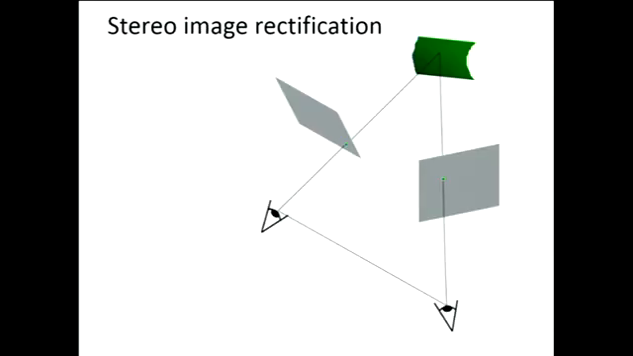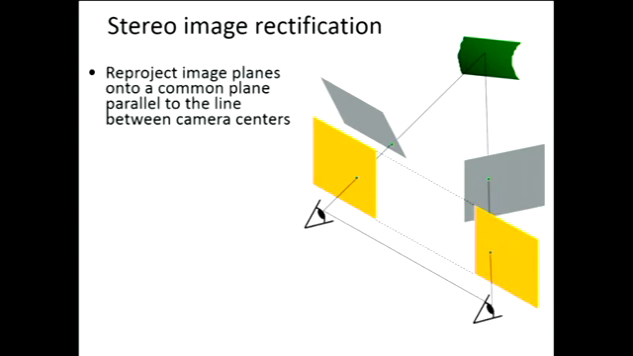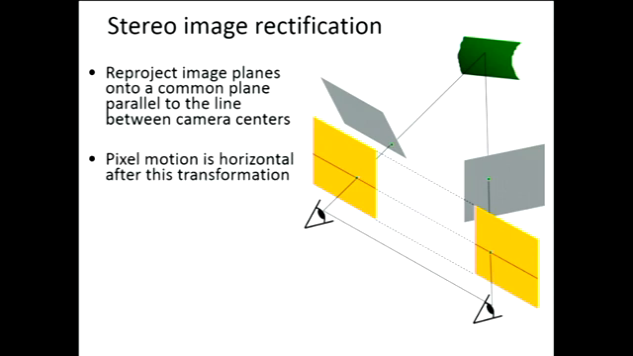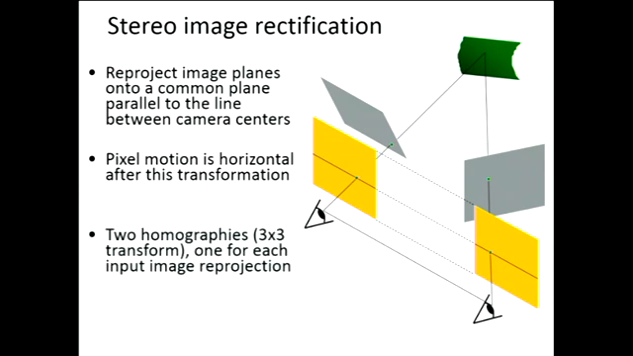So now what if I have two images that are not side by side? Then the simplest thing to do is to rectify the images so that I create new images as if they were taken from cameras that were side by side, and then do my scanline stereo algorithm. So I first reproject each of the images onto the same plane. And that plane should be parallel to the baseline between the camera centers. And then after that, the pixel motion will be horizontal, so corresponding points will be on the same scanline again.